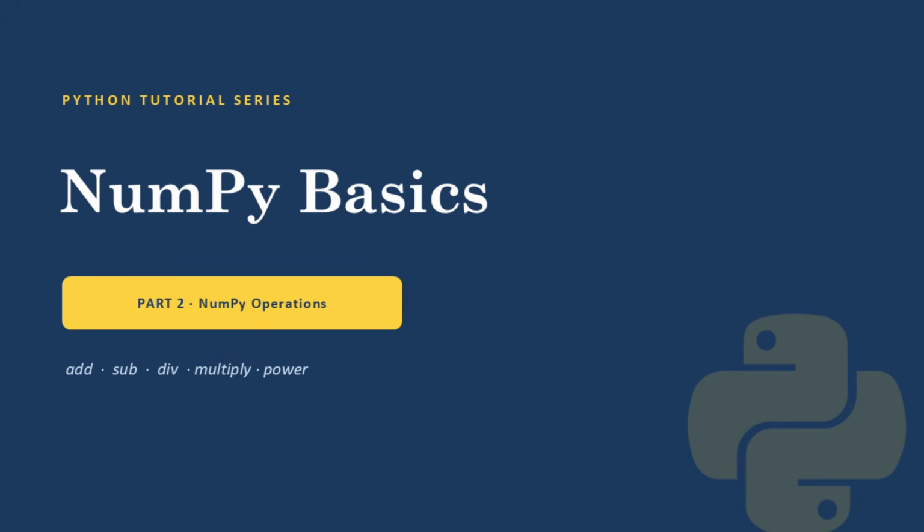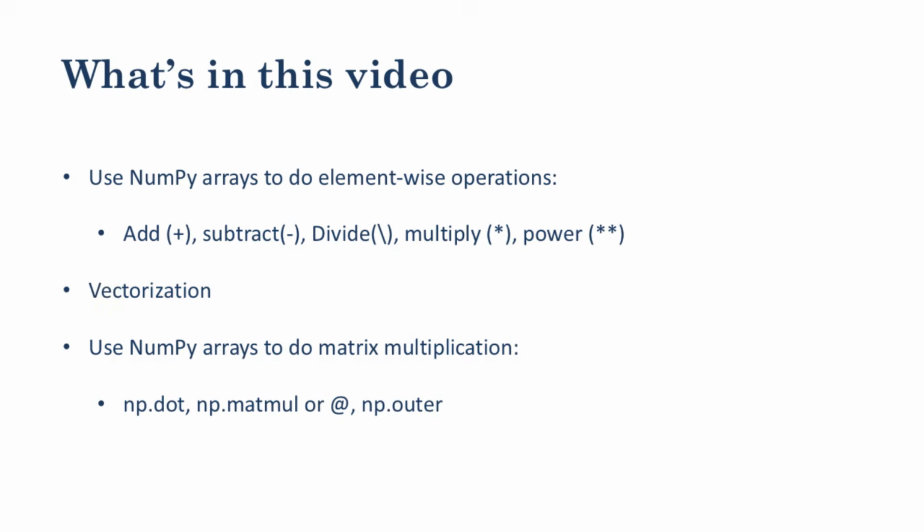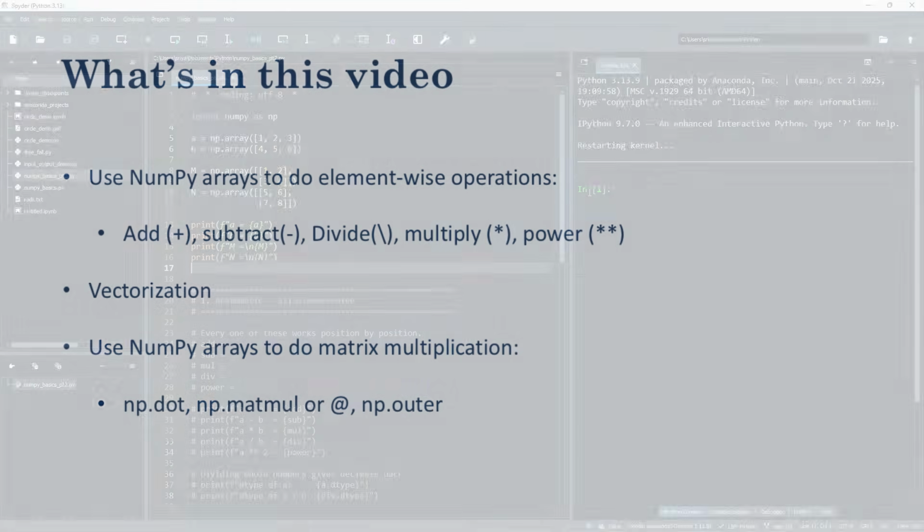This is the second of two videos on NumPy. In the first, we covered the basics: creating arrays, generating them with arange and linspace, checking their shape, indexing, and transposing. Now we put those arrays to work. We'll run arithmetic across a whole array at once, get into what vectorization means and why it's faster than a loop, and then work through different products: the dot product, matrix multiplication, and the outer product.